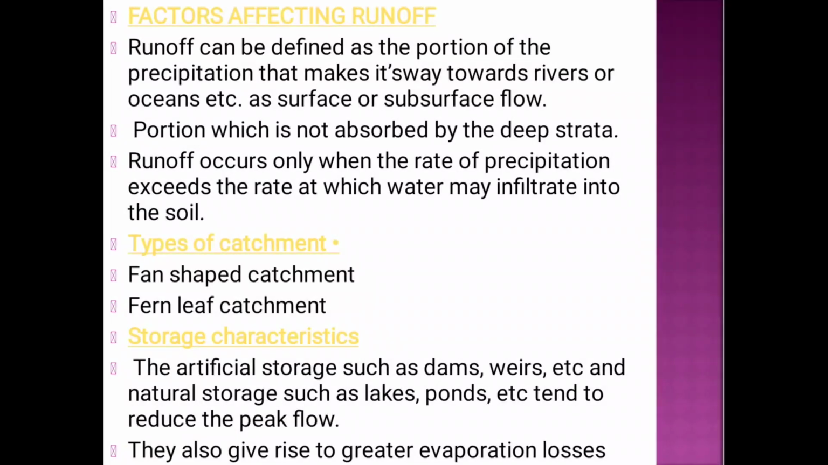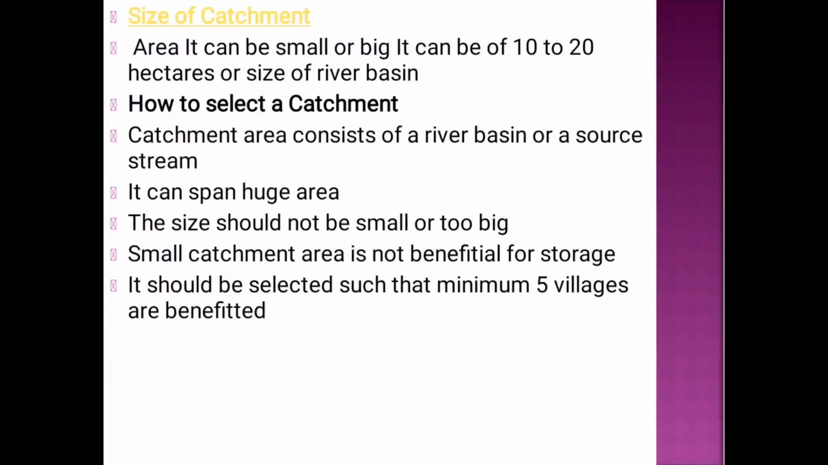And what are the types of catchments? The first one is the fan-shaped catchment, the second one is the fern-leafed catchment. Next, what are the storage characteristics? The artificial storage such as dam, weir, etc., and the natural storage such as lakes, ponds, etc., tend to reduce the peak flow. They also give rise to greater evaporation losses.